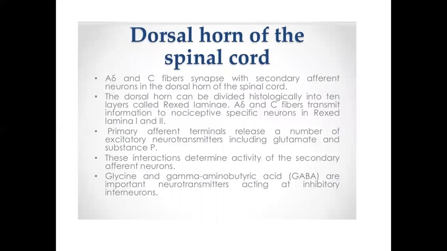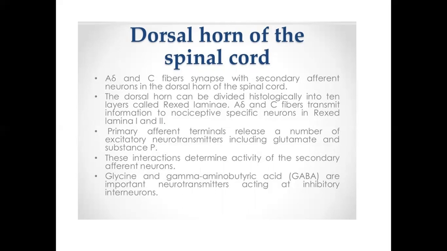Dorsal horn of the spinal cord. A delta and C fibers synapse with the secondary afferent neuron in the dorsal horn of the spinal cord. The dorsal horn can be divided histologically into 10 layers called Rexed laminae. A delta and C fibers transfer information to nociceptive specific neurons in Rexed lamina 1 and 2.